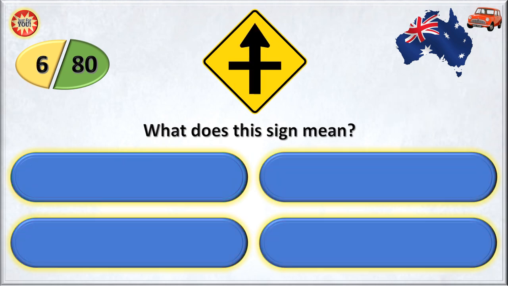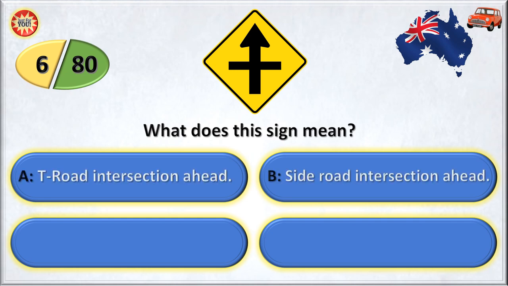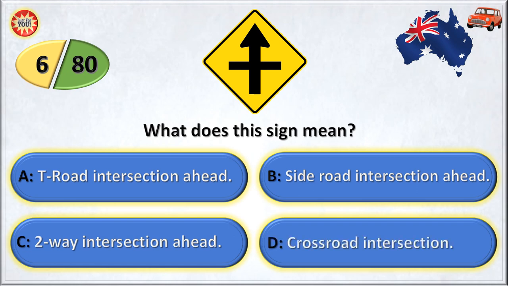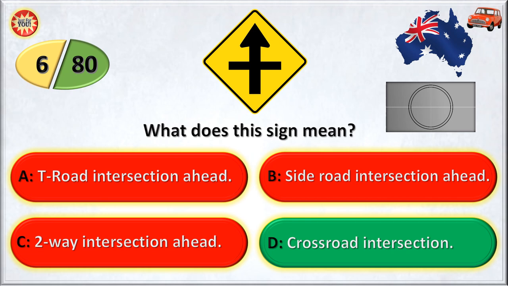What does this sign mean? T road intersection ahead. Side road intersection ahead. Two-way intersection ahead. Crossroad intersection. Crossroad intersection.